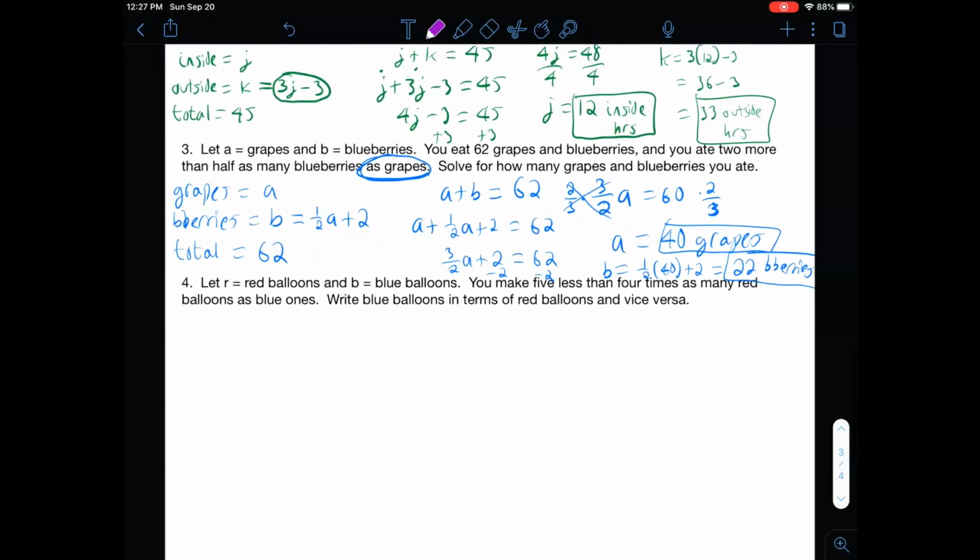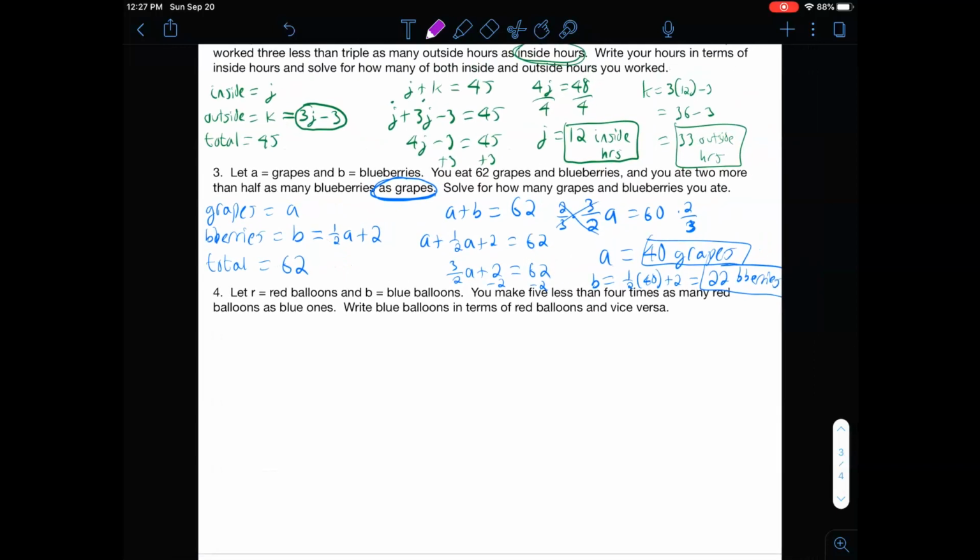All right, let R equal red balloons. You can write down this problem and try it if you want real quick. R equals red balloons and B equals blue balloons. You make 5 less than 4 times as many red balloons as blue ones. So we're going to use blue. That's going to be our starting point. Write blue balloons in terms of red balloons and vice versa. This one we're actually not solving. We don't know how many balloons we've made total. We're going to just write each in terms of the other, okay?